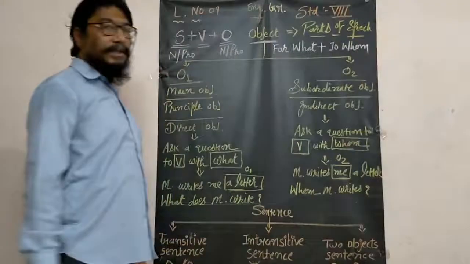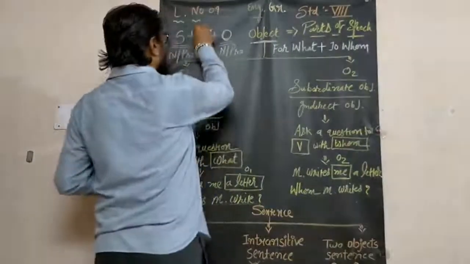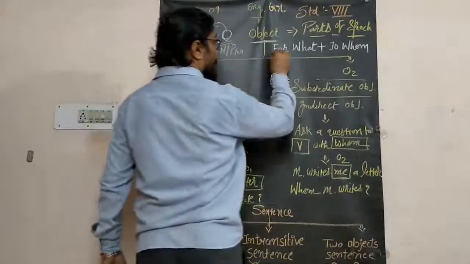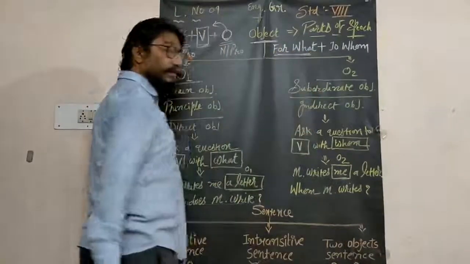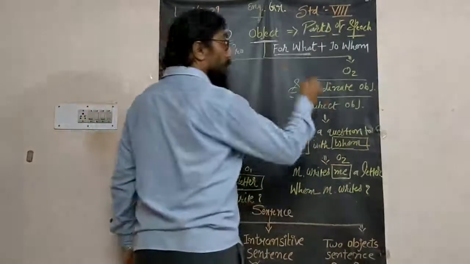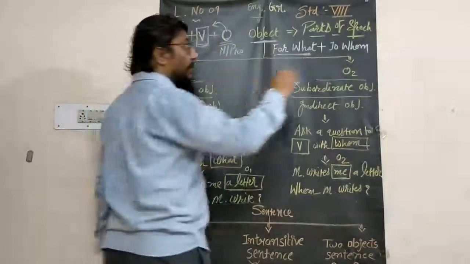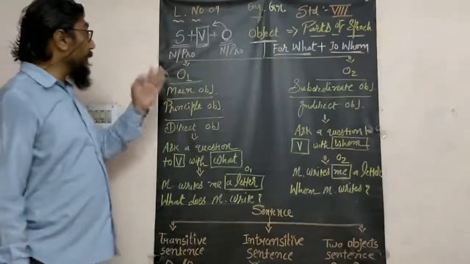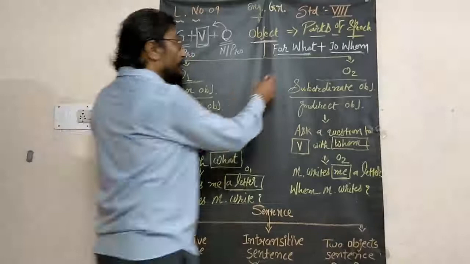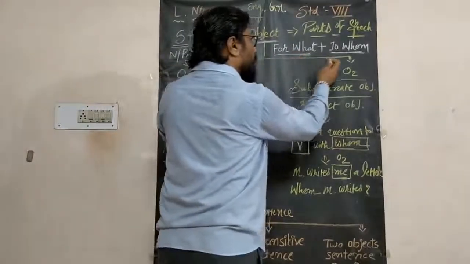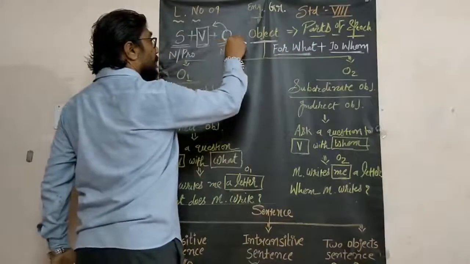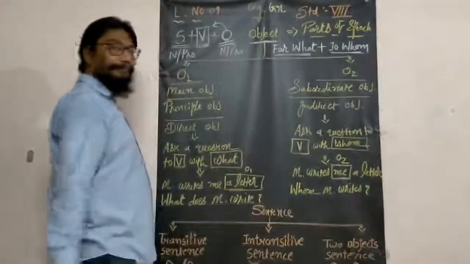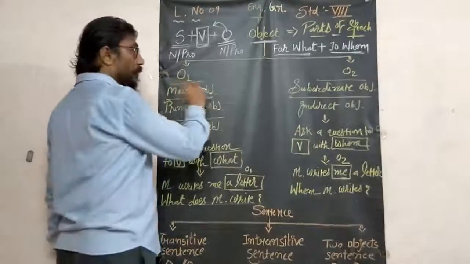The action is concerned. Action is equal to V. Object is concerned with V either for what, which is equal to for what reason, and to whom, which is equal to a person to whom the action is concerned. These two mean for what and to whom. This is object, and so object is divided into two parts. One is O1, another one is O2.